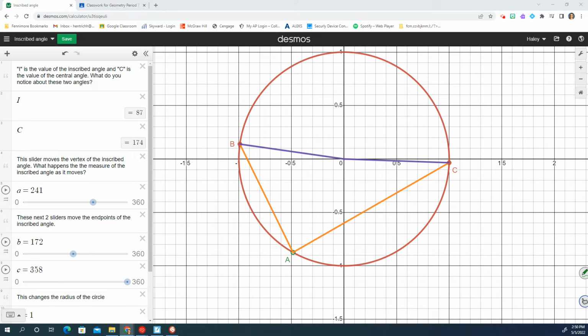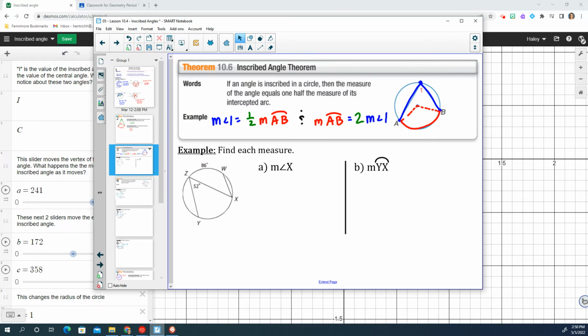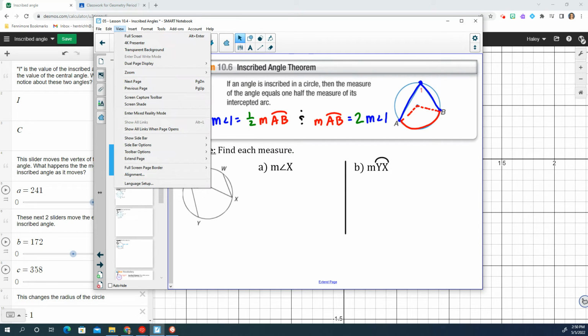And again, remember, the measure of this central angle is the same as the measure of this arc. That's how you measure the arc. You're measuring the angle it forms. All right, let's try this problem. It's a good little problem.